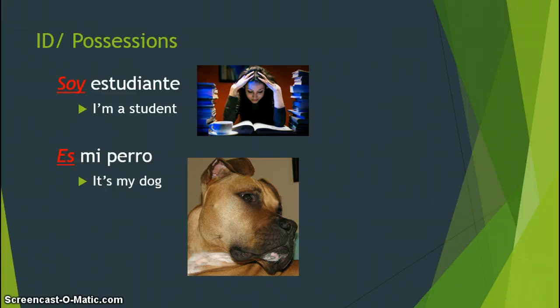Yes, he's my possession, but he's more like a family member. So I'm going to say it's more like a relationship. So I identify with my dog as I am the owner, he is my dog. Es mi perro. If I'm talking about a book or some kind of object that's not a living being, same thing goes here. Es mi libro, es mi teléfono, it's mine. I own it. I possess that object.